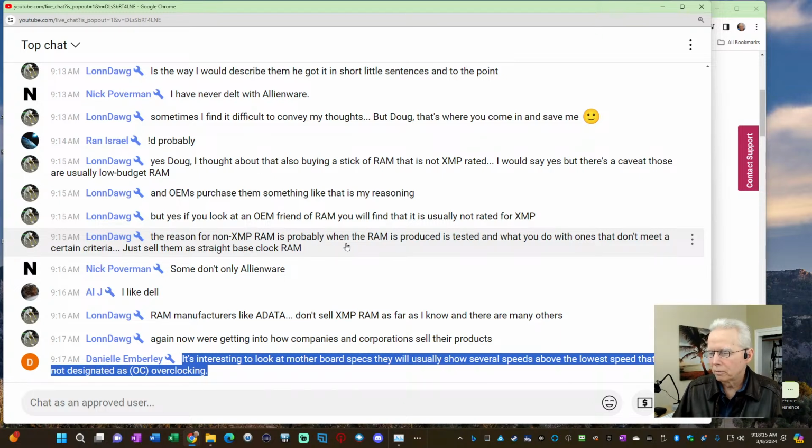The reason for non-XMP RAM is probably that when the RAM is produced and tested, what you do with the ones that don't meet a certain criteria is just sell them as straight base clock RAM. That makes sense. All right, I think that'll do it.